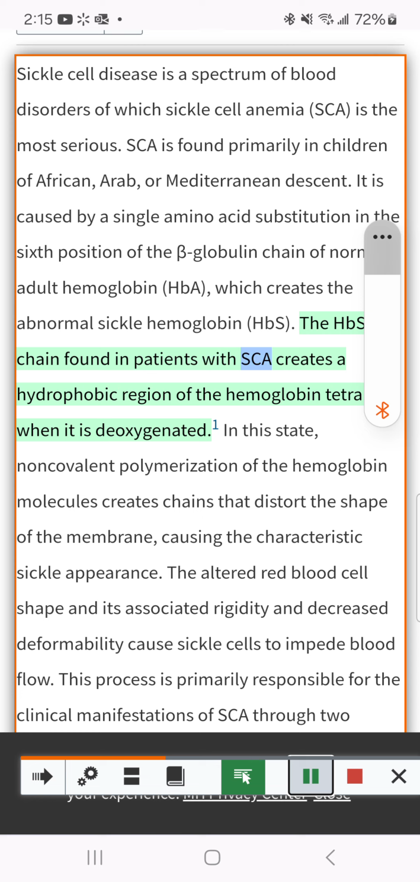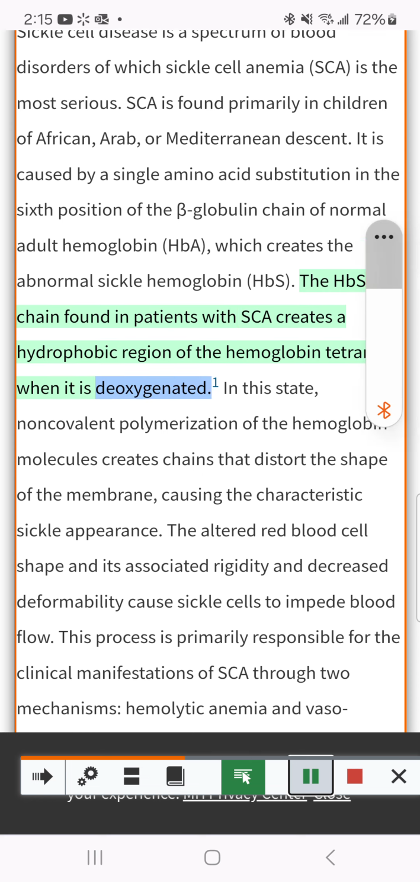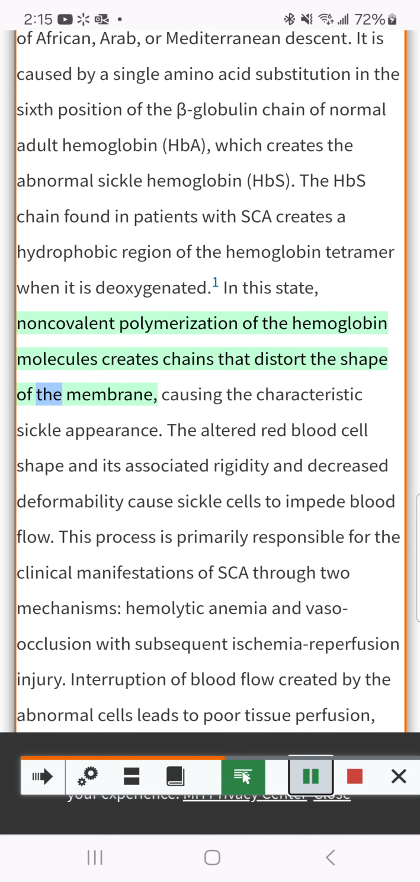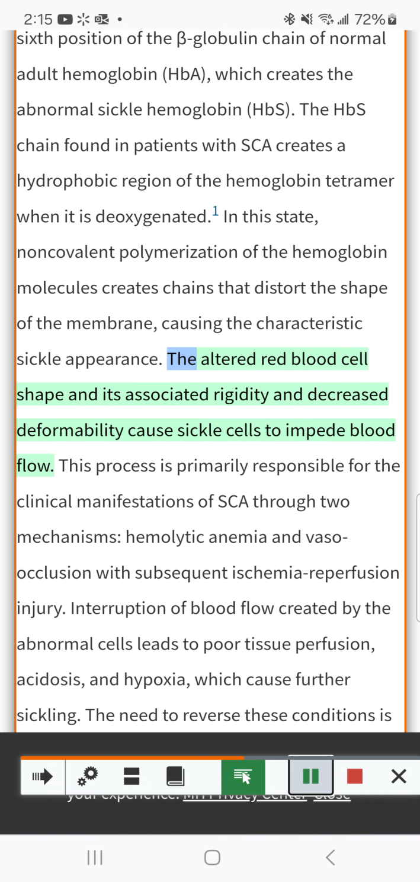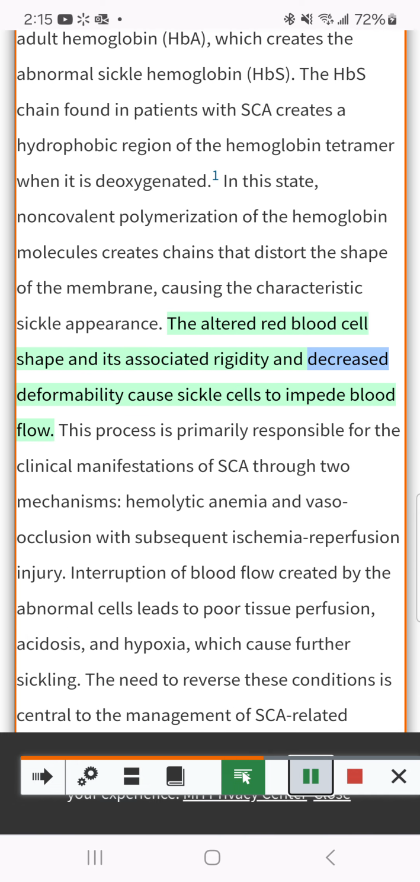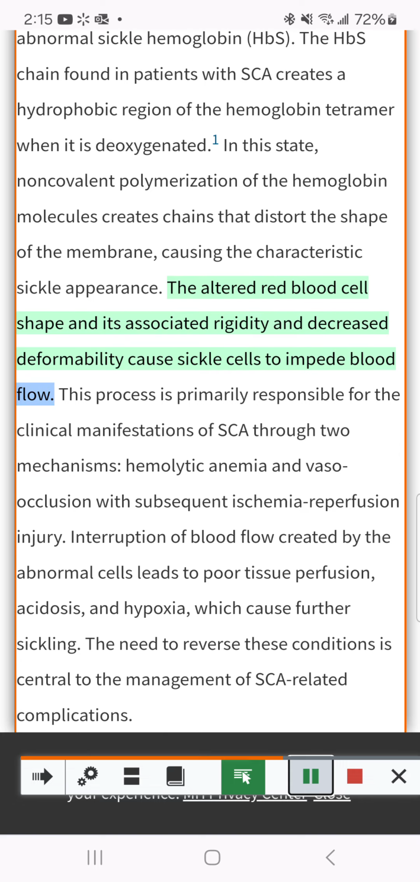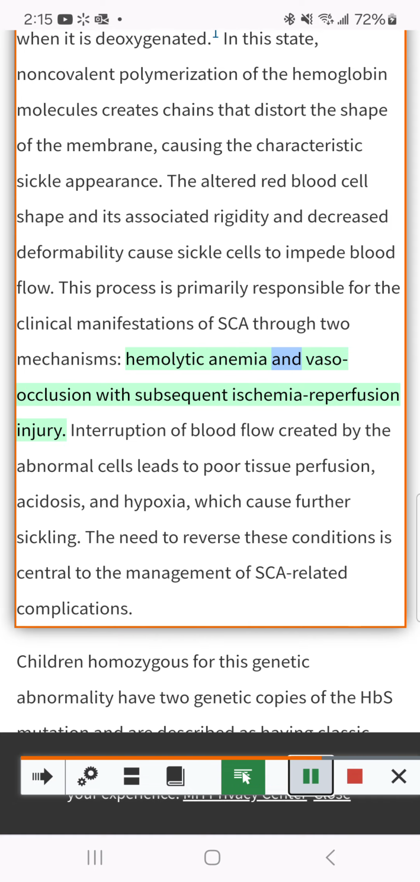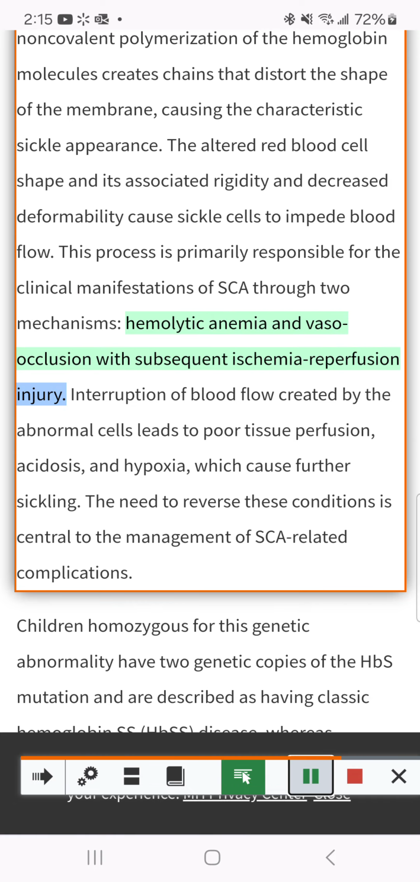The HbS chain found in patients with SCA creates a hydrophobic region of the hemoglobin tetramer when it is deoxygenated. In this state, non-covalent polymerization of the hemoglobin molecules creates chains that distort the shape of the membrane, causing the characteristic sickle appearance. The altered red blood cell shape and its associated rigidity and decreased deformability cause sickle cells to impede blood flow. This process is primarily responsible for the clinical manifestations of SCA through two mechanisms: hemolytic anemia and vaso-occlusion with subsequent ischemia reperfusion injury.